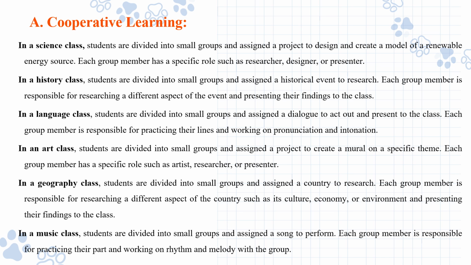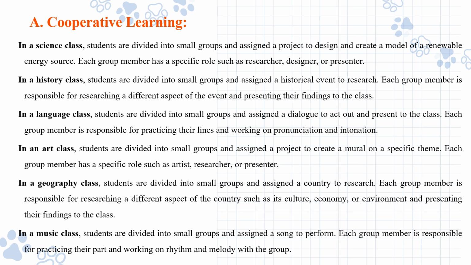In a language class, students are divided into small groups and assigned a dialogue to act out and present to the class. Each group member is responsible for practicing their lines and working on pronunciation and intonation. In an art class, students are divided into small groups and assigned a project to create a mural on a specific theme. Each group member has a specific role such as artist, researcher, or presenter.